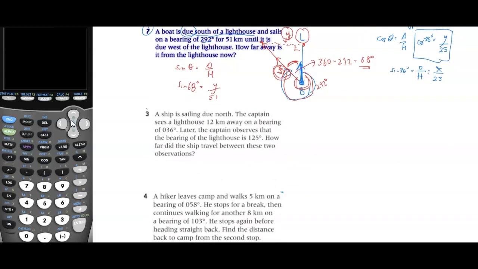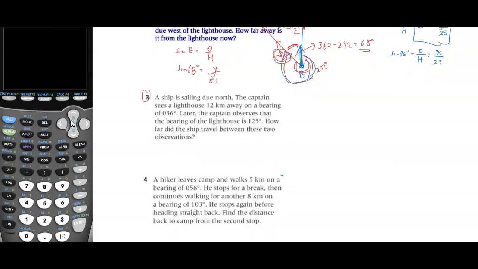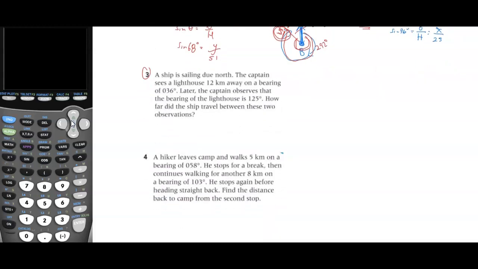Number 3. A ship is sailing due north. So here's a ship. It's going straight north. The captain sees a lighthouse 12 kilometers away on a bearing of 036. A bearing of 036, remember, is a 3-digit bearing, so it means we're measuring from 0 degrees going clockwise. So this will be 36 degrees. And we see a lighthouse 12 kilometers away.